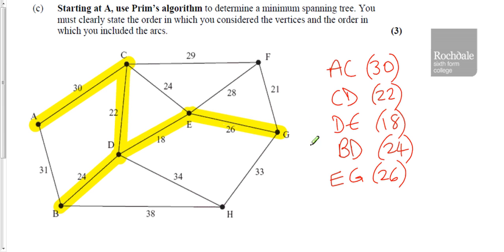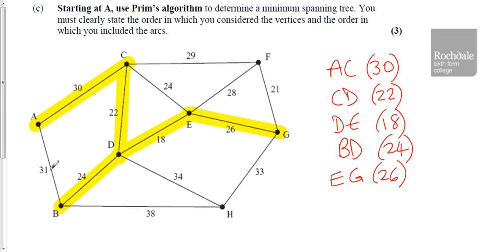Now, just like Kruskal's algorithm, Prim's algorithm stops when every vertex is included in the tree. At the moment, H and F are the only vertices not included in the tree. So we'll stop after adding 2 more edges, because I know with Prim's algorithm, every edge brings a new vertex into the tree. So now I need 2 more edges.